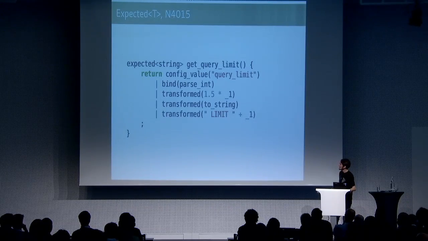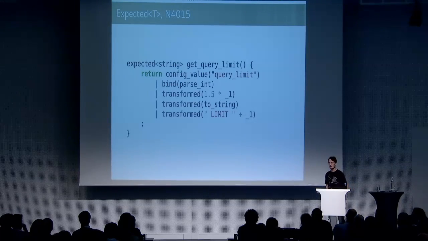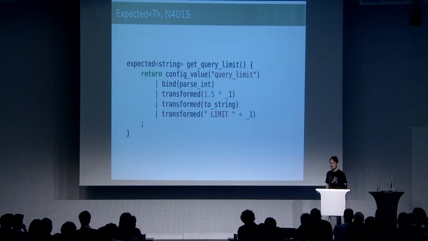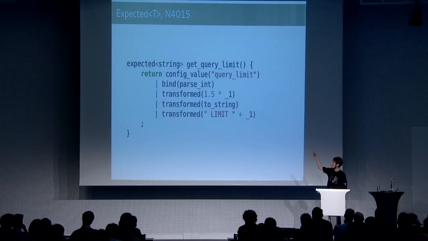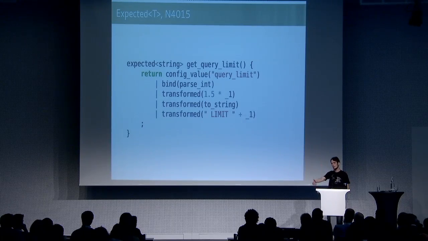OK. And the same code would be for the expected. So you would have the same thing that we used to have in the optional. If an error arrives in any of the bind, transform, or other methods, it will just be put in your optional. As soon as an error arrives, no other methods will be called.